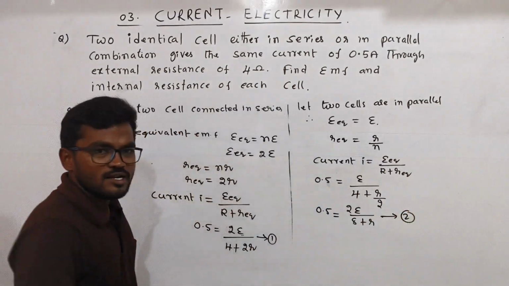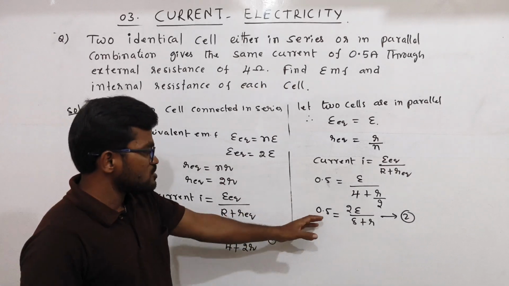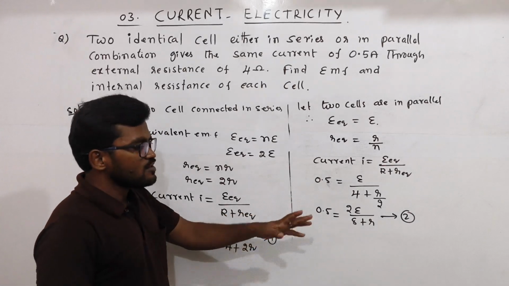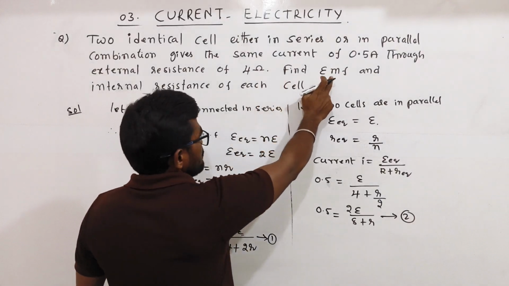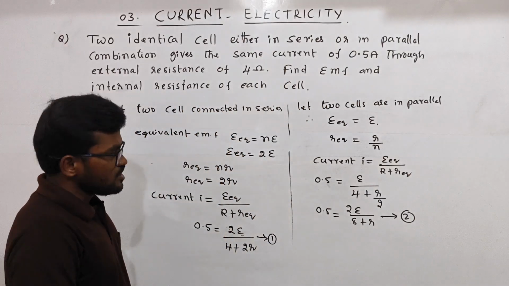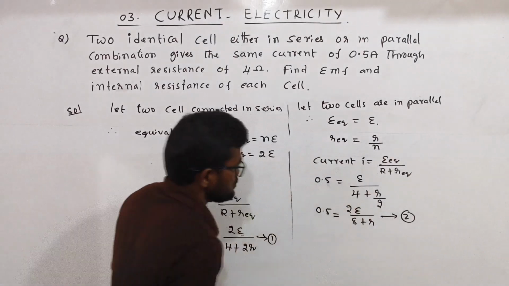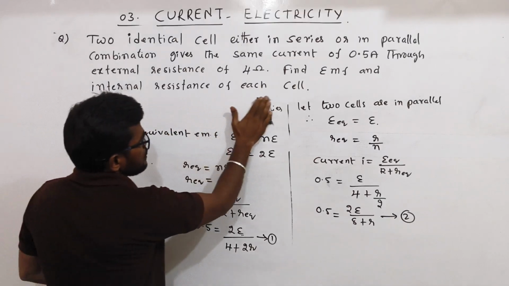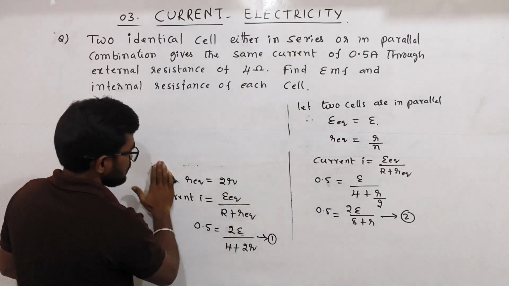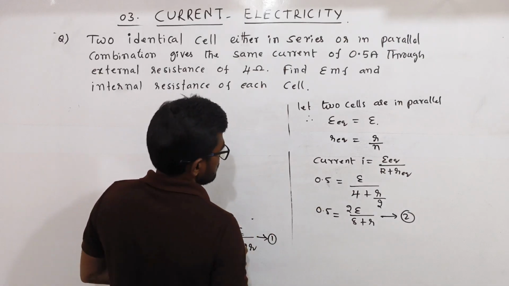Look at equation number 1 and 2. In both equations, the left hand side is equal to 0.5. So equate the right hand side, and then we will get the EMF. We have to find out the EMF and internal resistance. Let us see how to simplify these two equations 1 and 2. This is the first equation and this is the second equation.